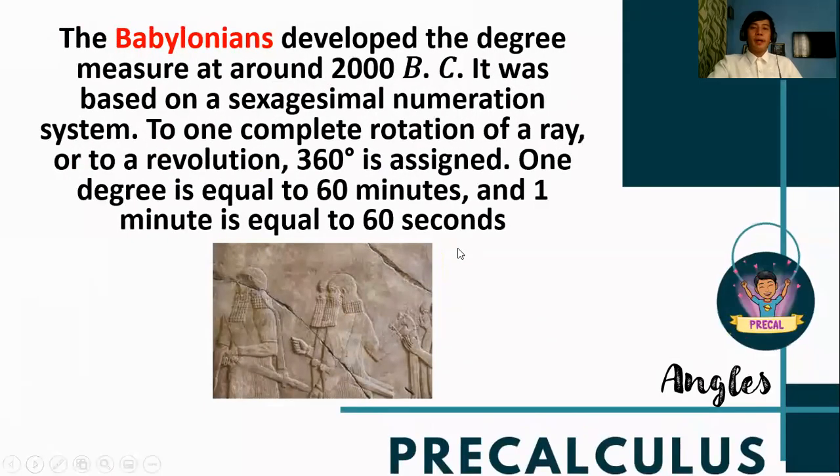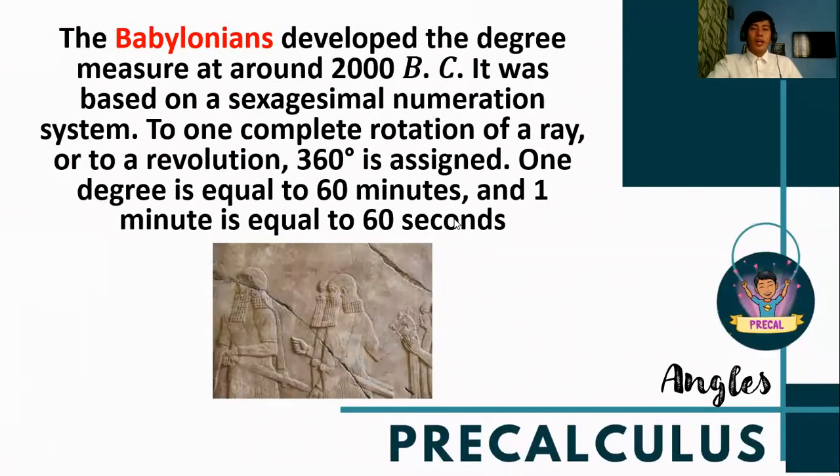So it was the Babylonians who used this system, which is what we call the sexagesimal numeration, which we use now in determining the time on Earth. So the time in the hands of the clock is related to how the angles also behave.